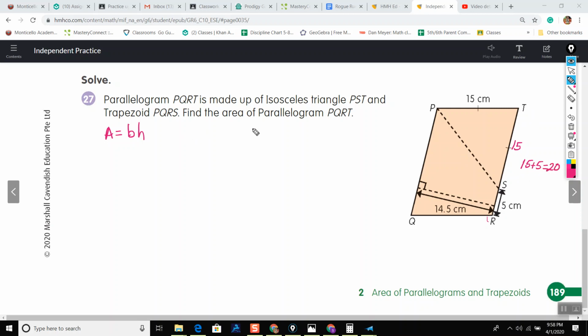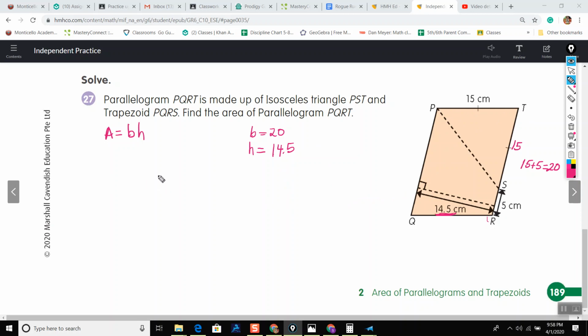So my base is 20. And what is my height? Well, my height must be perpendicular, right? Opposite sides are equal, so this is perpendicular to this, which is the same length as this. So my height, right here, is 14.5. Please don't get mistaken and think that this angled line is the height, okay?